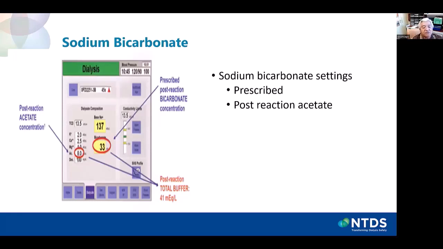The sodium bicarbonate setting of 33 displayed on the screen is operator programmed. The base load has two components: the acetate in the acid concentrate portion, and the sodium bicarbonate. The 33 reflected in the screen does not include the acetate that is part of the acid concentrate. If the MD requires a total base load of 33 and the clinical staff programs the machine to 33, the resulting total base load experienced will not be 33 milliequivalents of bicarbonate, but 33 plus the 8 milliequivalents of acetate, resulting in a total base load of 41 and could lead to alkalosis.